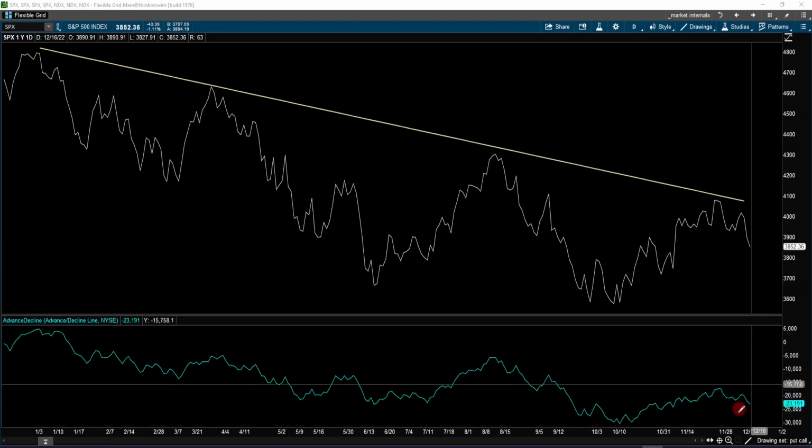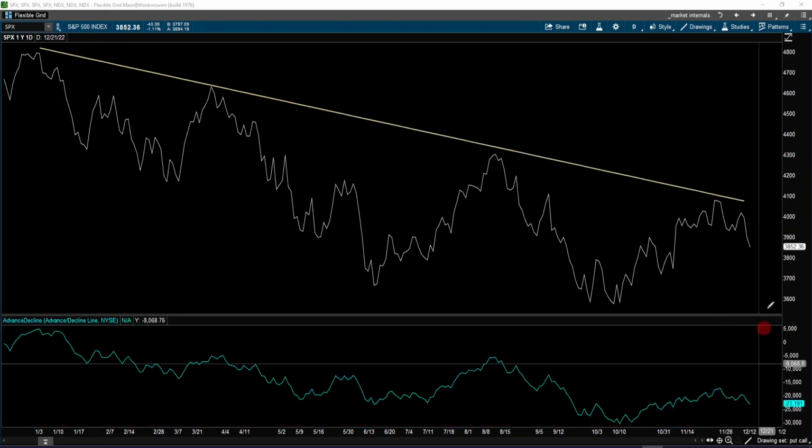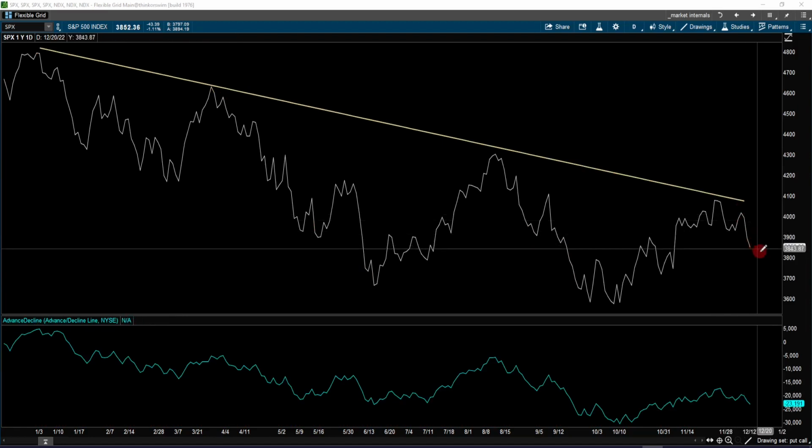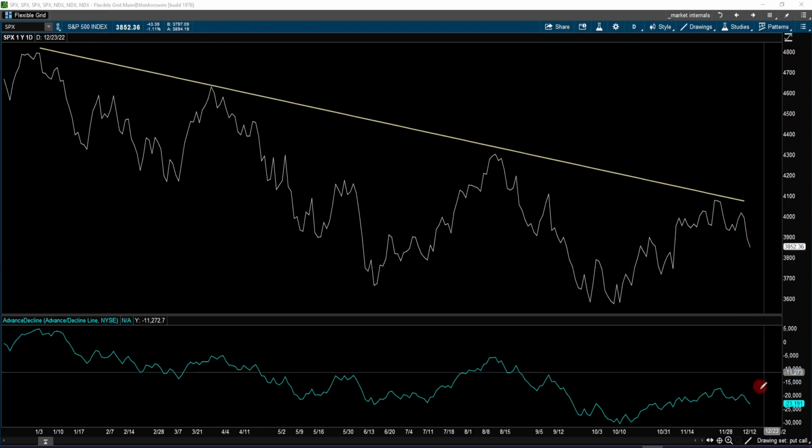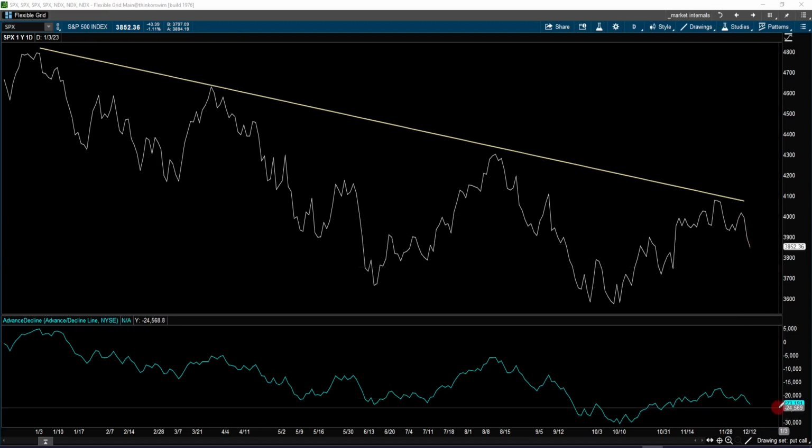Looking at the cumulative AD line for the New York Stock Exchange, it is coming down, but notice the S&P 500 on a closing basis is coming down much more rapidly than the advance-decline line.